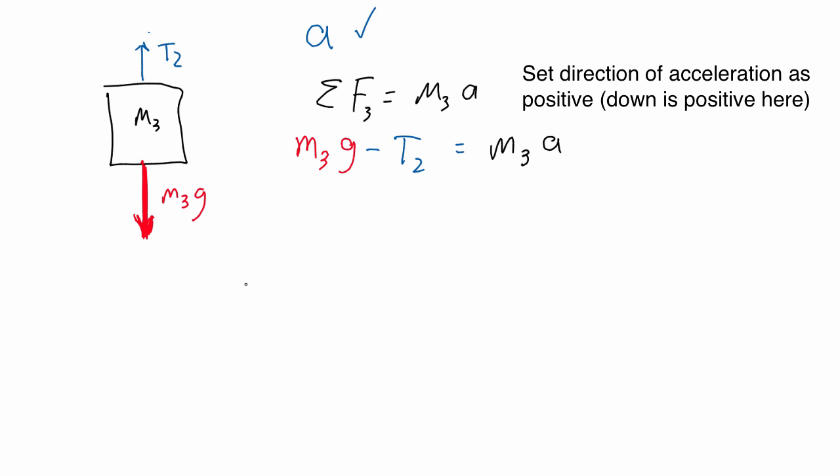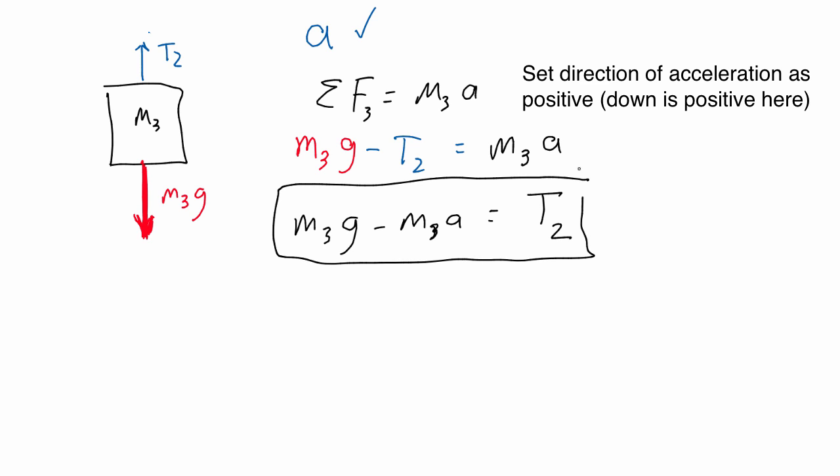And there we go. Same thing as before. You will just find M3G minus M3A. That will be equal to T2. And there you go. We have now found all the tensions and the acceleration.